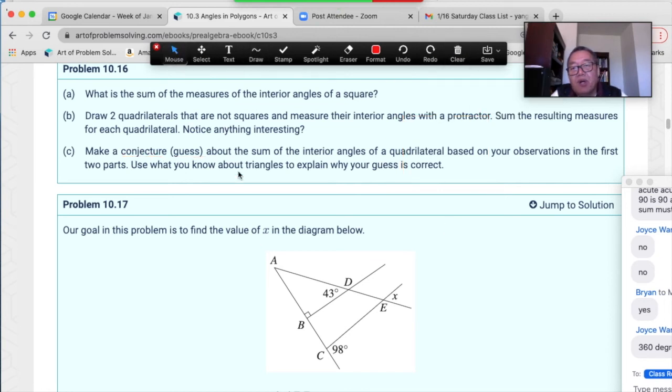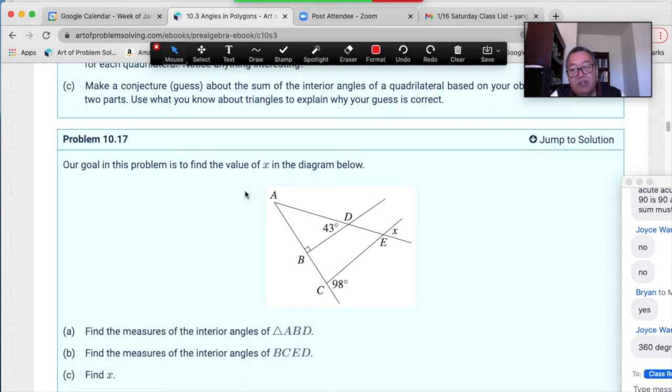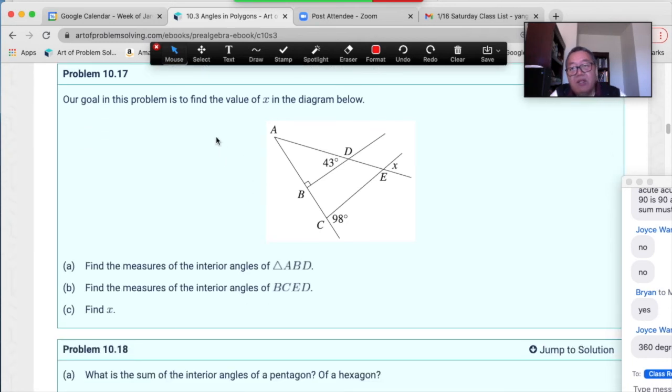Now let's see problem 17. In this problem, our goal is to find the value of x. We try to find this angle x. So everybody, can you do this? First, part A: find the measure of interior angles of triangle ABD. Okay, first can you find this angle? Can you find this one?